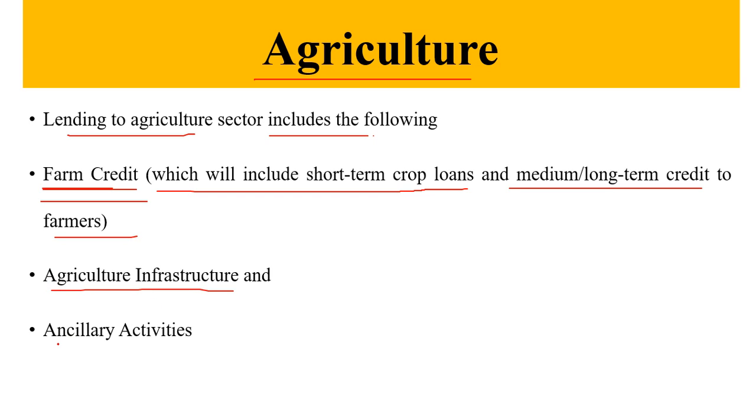Next is ancillary activities. For example, suppose a farmer wants to make a food processing unit, that comes under ancillary activities. So the 80% of loan is further classified into three types: farm credit, agriculture infrastructure, and ancillary activities. Under farm credit there is animal husbandry, then dairy products, and so on. So it is further distributed in these three types.